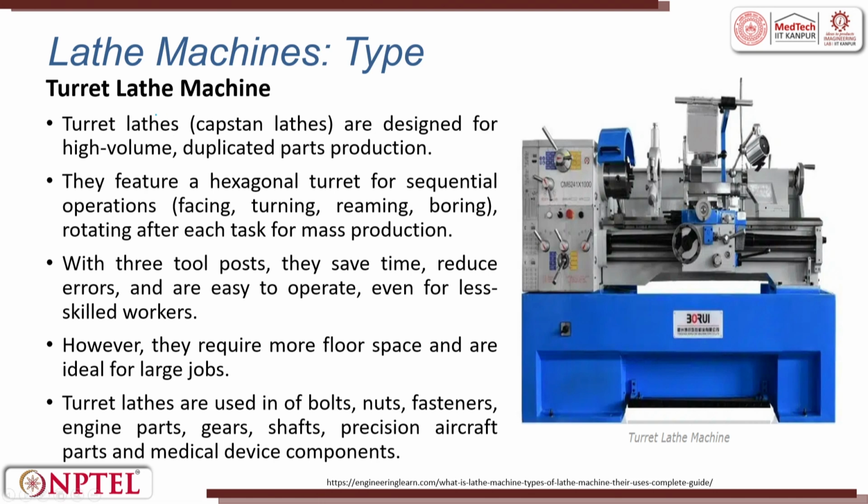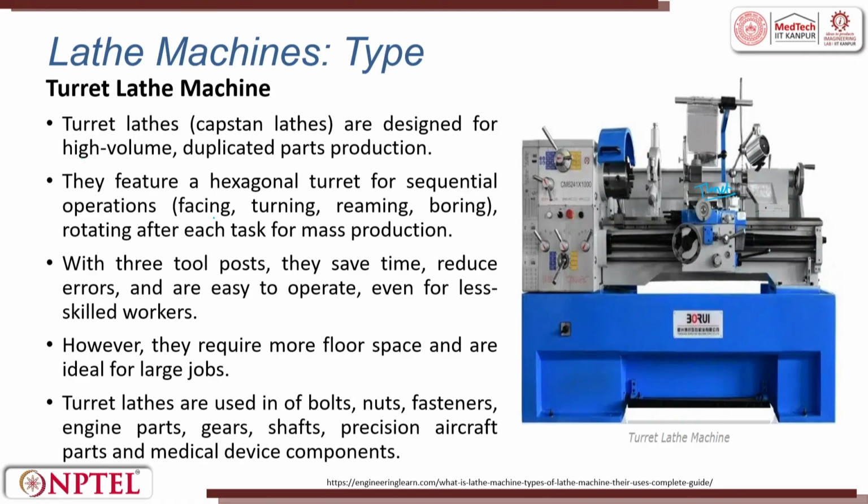So, the turret type lathe machine. The turret lathe or capstan lathe is designed for high volume and duplicate part production. Here you have a hexagon turret for sequential operation. It can be a first tool followed by the second, third, fourth, fifth, and sixth tool, and then when it comes back to the first tool, the next job comes into action. It can do facing, turning, reaming, boring, whatever it is, rotating after each task for mass production. With 3 tool posts, they save time, reduce error and are easy to operate even for a less skilled worker.